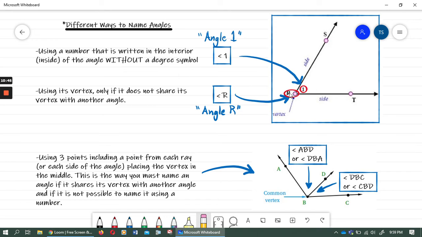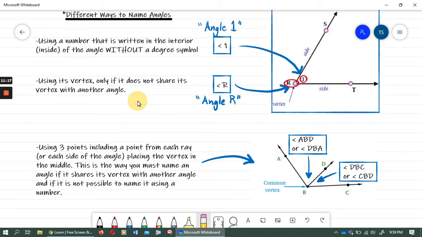So guys, you can only use the vertex, like what you see here, angle R. You can only name this angle R if it is the only angle that has that vertex. If there's another angle in there that shares that vertex of point R, then you cannot use point R, or you cannot call this angle R. Okay, so that's the second way to name angles.